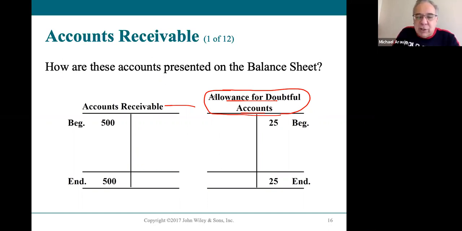Okay, what does it do? It helps to adjust the value of accounts receivable on the balance sheet. And the allowance really is the expected bad debt. That's the allowance. Okay. So this is what the ledger would look like. You would have an accounts receivable page, and then right after the accounts receivable page, you'd have the allowance for doubtful accounts page right in the ledger.